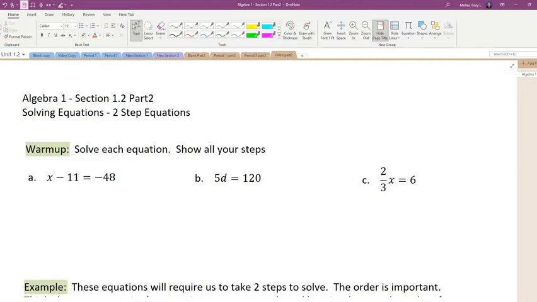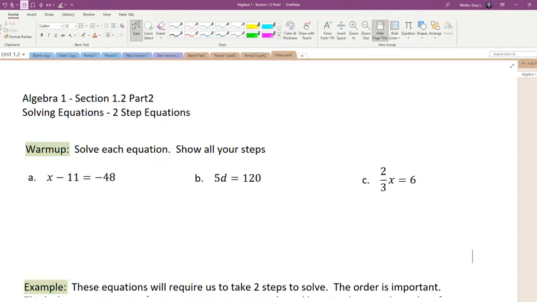In this video, we're going to be talking about section 1.2 part 2, and this is continuing our discussion on solving equations. And today we're just going to step it up a little bit and do two-step equations. So to start off, let's just do a quick warm-up. And again, it's not that these problems are difficult. What we want to do is really focus on how we think about these and how we do our work so that when the problems get super difficult, we will know exactly what to do.